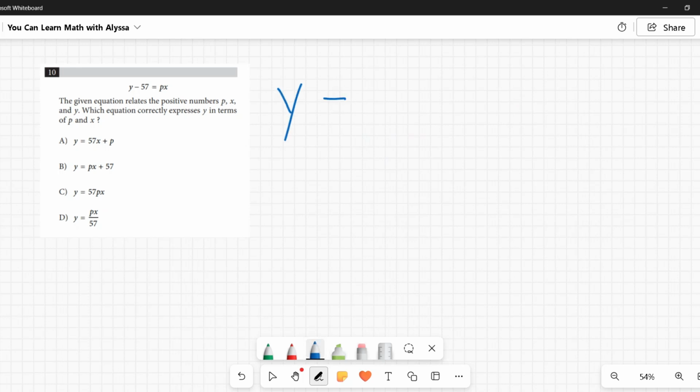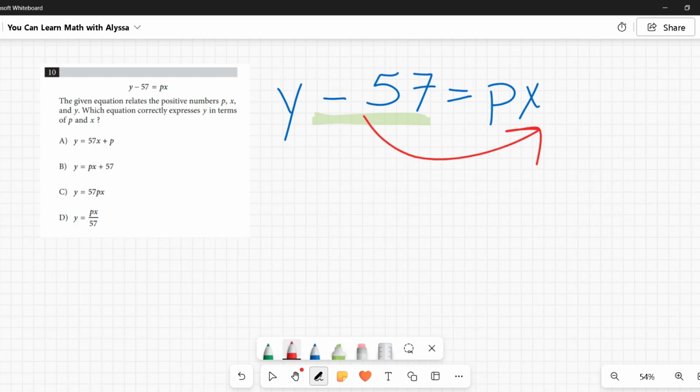So we're starting with y minus 57 equals p of x. The only thing that's on y's side is minus 57. So to undo that, to get that term over on the right-hand side, we need to do the opposite. Here we are subtracting 57, so we want to do the opposite, which is adding 57. And in algebra, we always have to be balanced. We always have to do it to both sides because it is equal to each other.